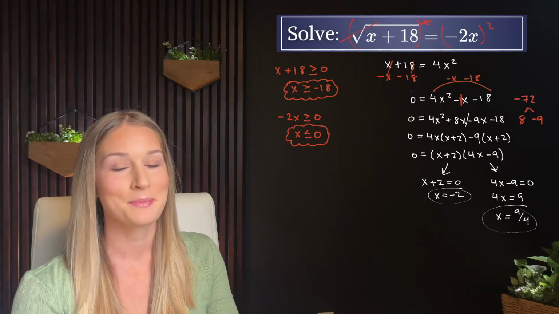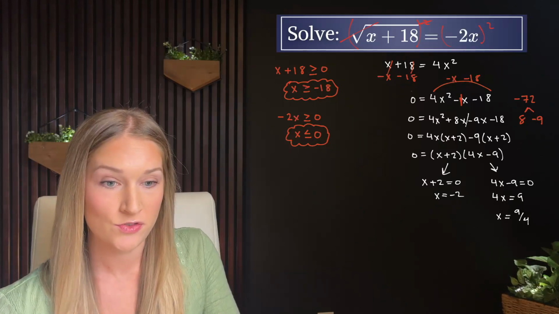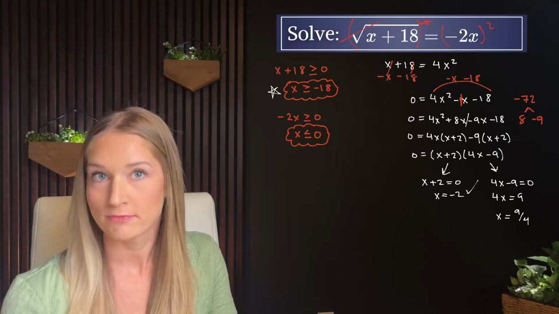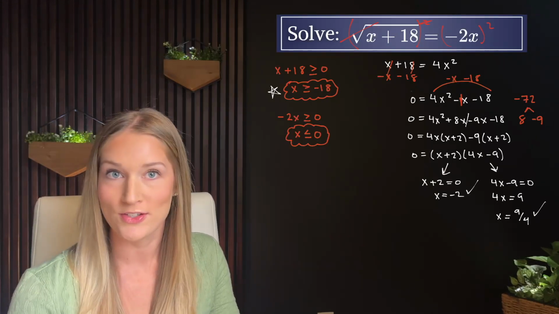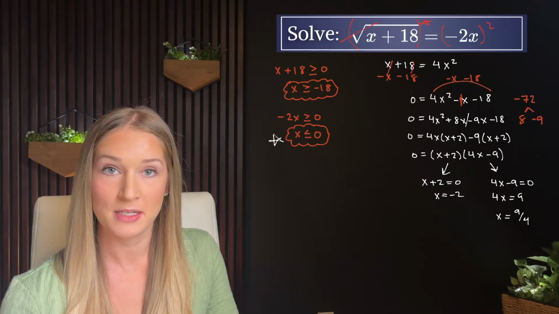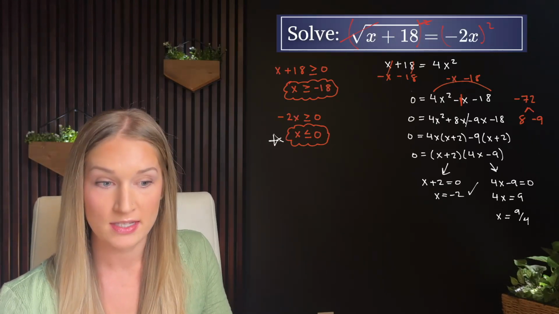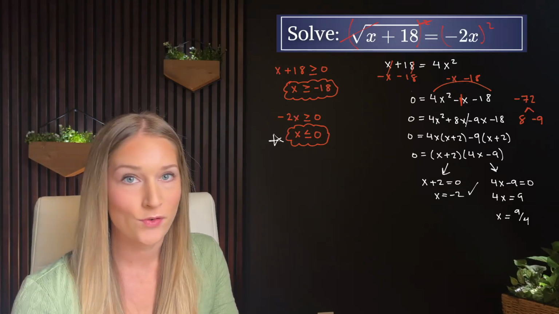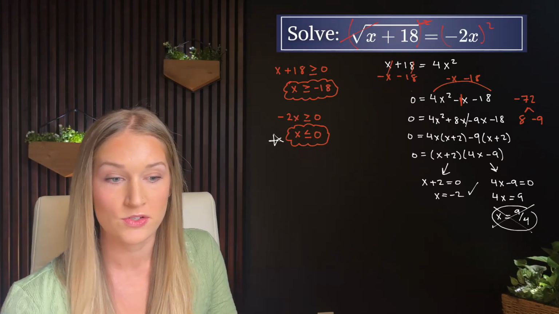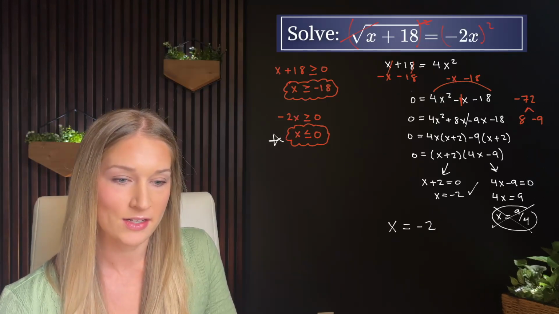But let's go back and make sure that neither of these violate either of our domain restrictions. The first restriction is that everything has to be greater than or equal to negative 18. So negative 2 fits that requirement, and 9/4 also fits that requirement. So we're good there. The second condition is that everything has to be less than or equal to 0. X is negative 2, that's less than 0, so that fits that requirement, but 9/4 does not fit that requirement. So this is not a solution. And the only solution to this equation is that x is negative 2.